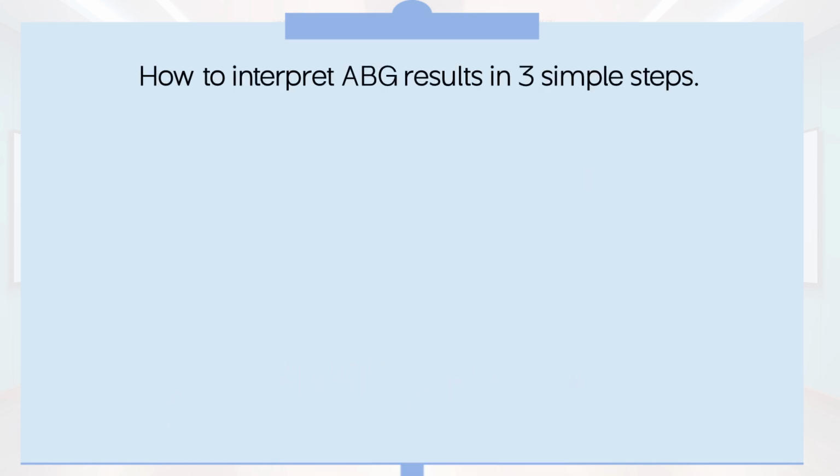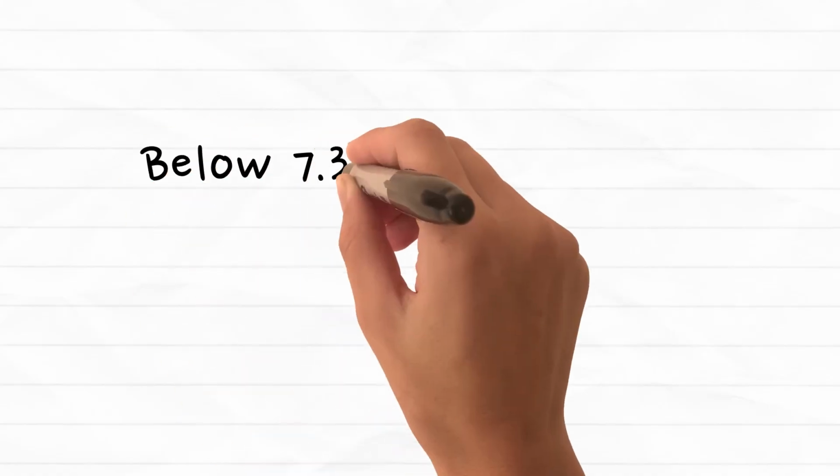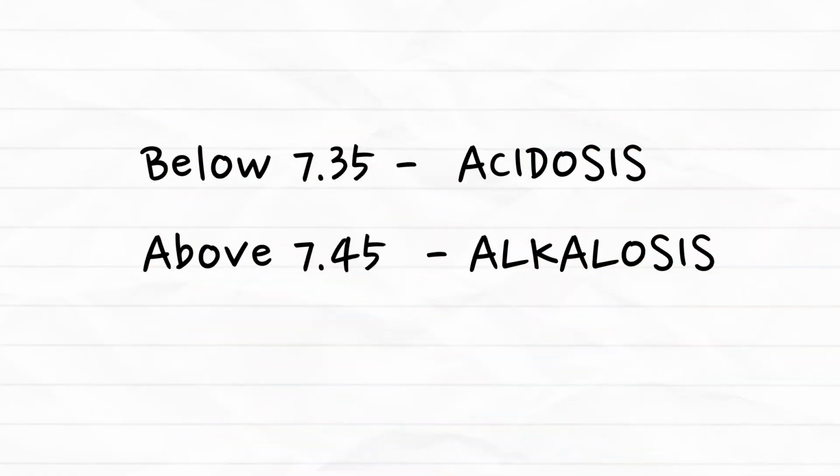How to interpret arterial blood gas results in 3 simple steps. Step number 1. Determine the blood pH level. The normal value is 7.35 to 7.45. If pH is below 7.35, then it is acidosis. If it is above 7.45, then it is alkalosis.